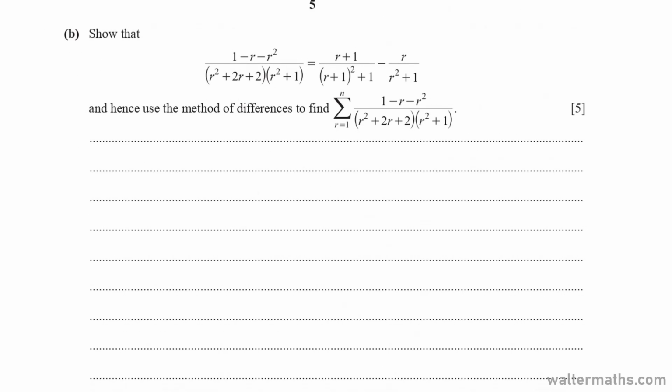On part B, they say, show that the fraction 1 minus r squared over r squared plus 2r plus 2 bracket r squared plus 1 is equal to r plus 1 over r plus 1 squared plus 1 minus r over r squared plus 1. And then they say, hence use the method of differences to find this summation here. Alright, so let's start with the first part of this question. Now, we want to show that these two fractions are equal, and I'm going to make use of the right hand side to prove that it is going to give us the left hand side.